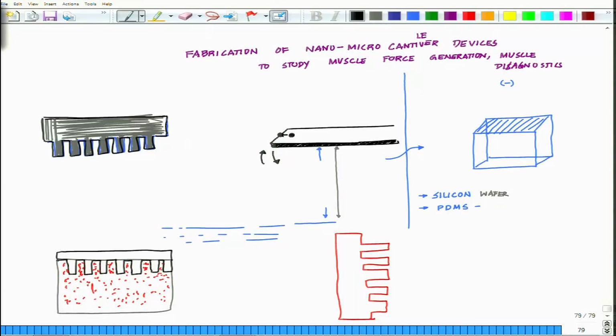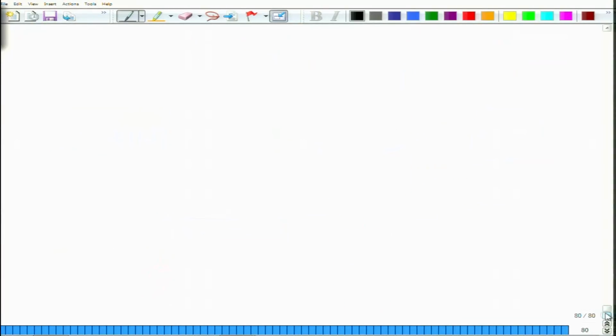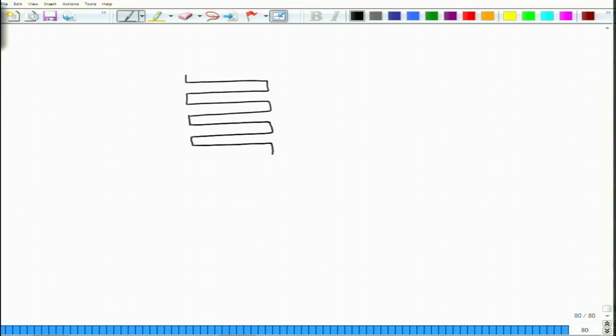Okay. Now, how do we do the diagnostics? After reaching this point, what you do is allow the muscle cells to grow on top of these cantilevers in order for them to form myotubes. And as I told you, the myotubes are the smallest unit of muscle. So once the myotube grows on top of it, for example, you have the myotubes going like this.